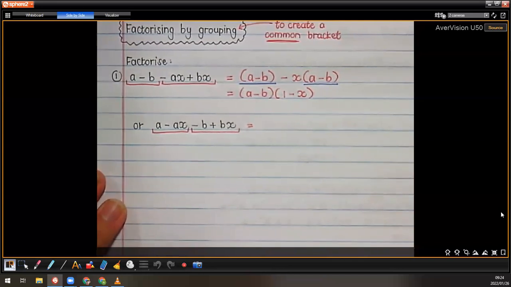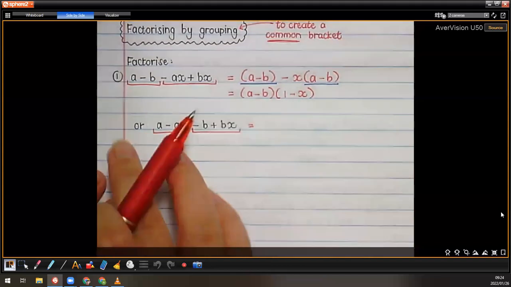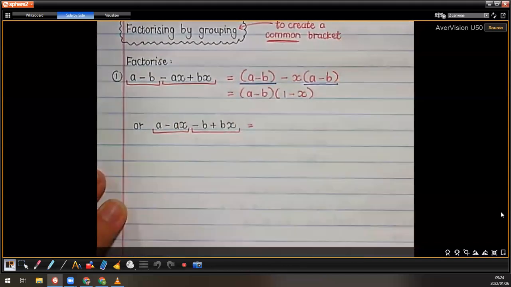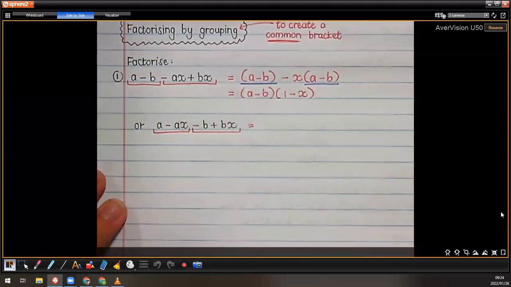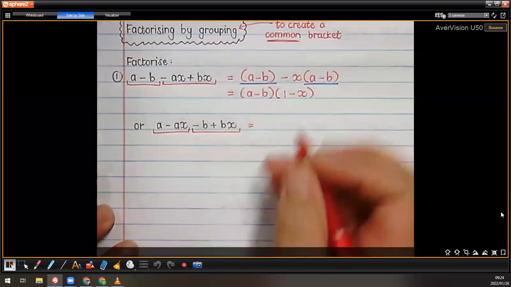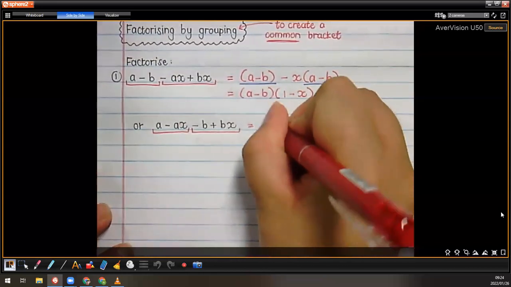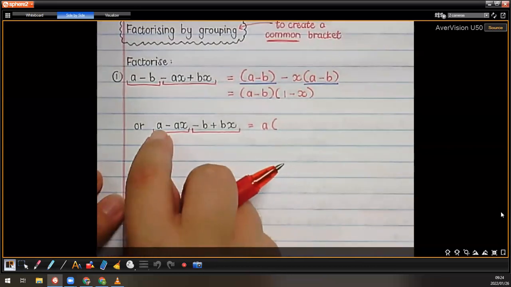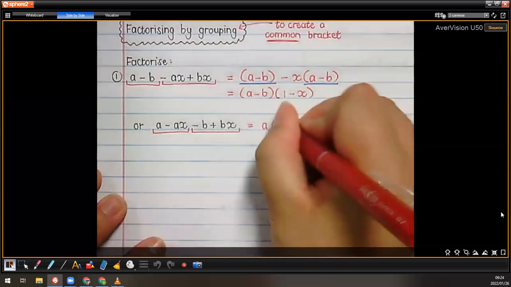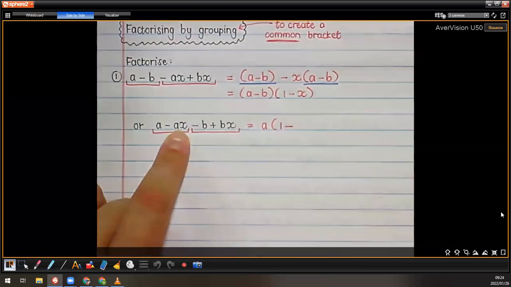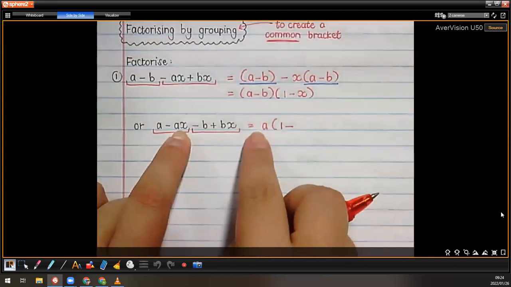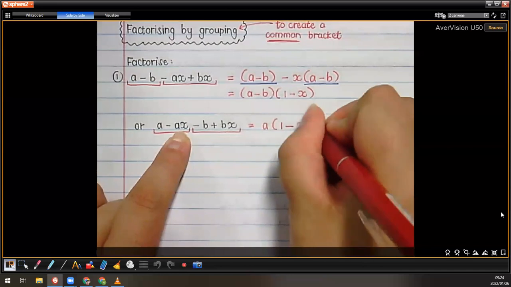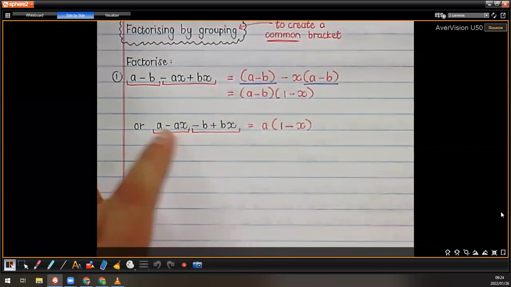Okay, so now the only thing is we're going to have to do factorizing twice. Where here we could just put brackets around the first two terms. Okay, but it doesn't matter. If I now take out A as a common factor, I'm going to say A bracket. What is A divided by A? 1. Negative AX divided by A is negative X, right? I've taken A out of the common factor from the first two terms.